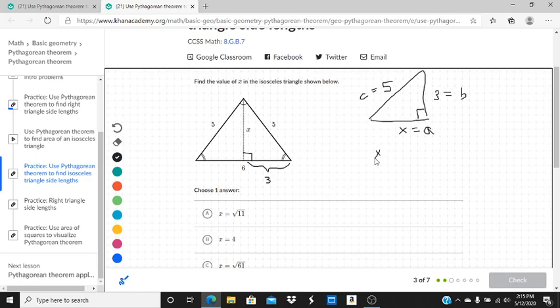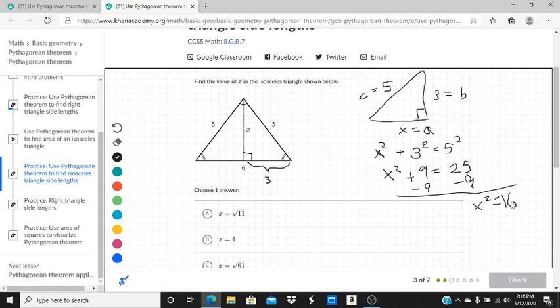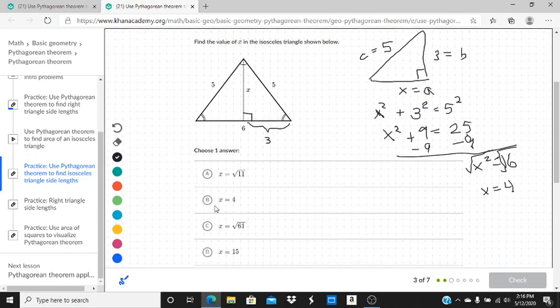All right. So we're going to do x squared plus 3 squared equals 5 squared. So we get x squared plus 9 equals 25. So if I subtract 9 from both sides, I'm going to get x squared. I'm going to have to move this over. X squared equals 16. I take the square root of both sides. I get x equals 4. And choose that one.